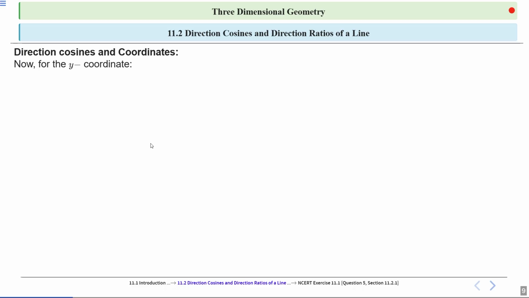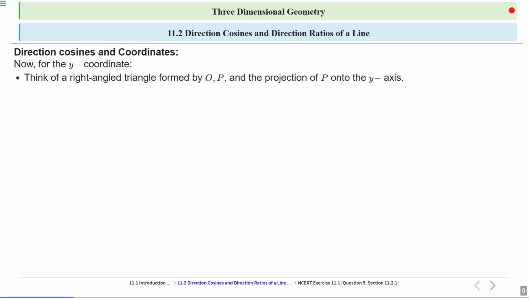Now, let's focus specifically on the y coordinate. So we are going to see how the y coordinate of a point in space can be found using direction cosines. So pay attention to how we use the angle with the y-axis in this process. So think about a right angle triangle formed by the origin O, the point P, and the projection of P onto the y-axis.